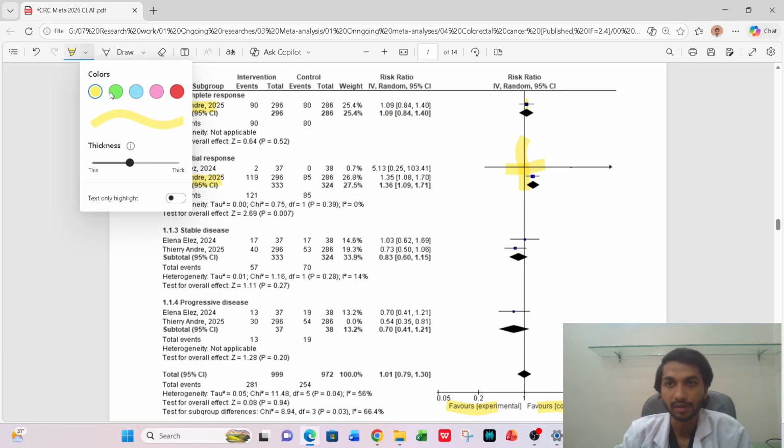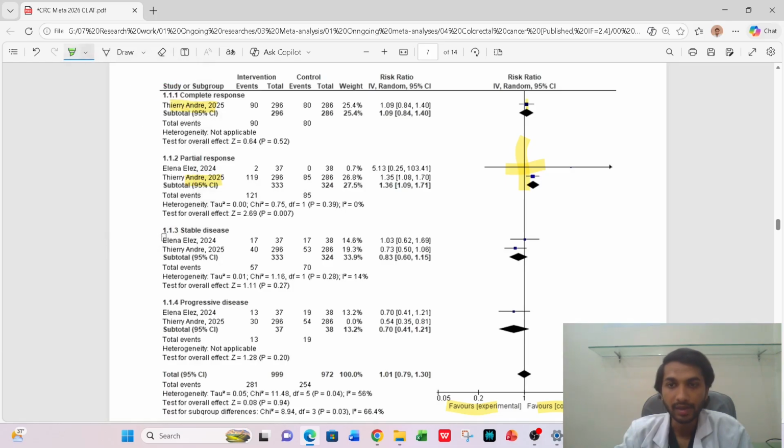I would highlight it in a different color. In this study, you can see the square is small; the weightage or the sample size of the study is very low as compared to this. So this study is important in your analysis group.